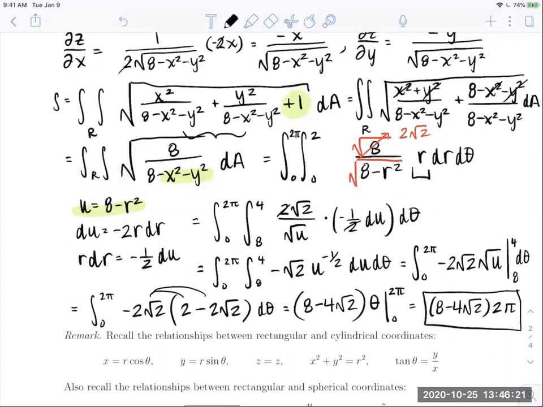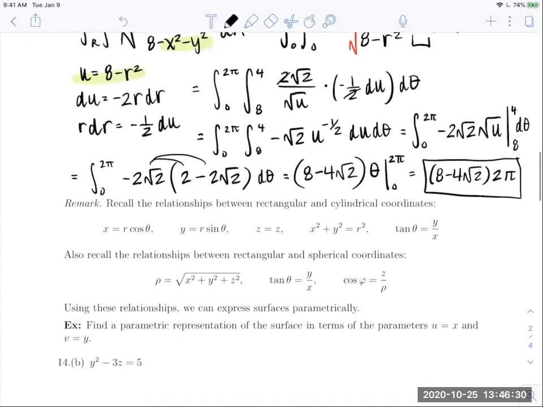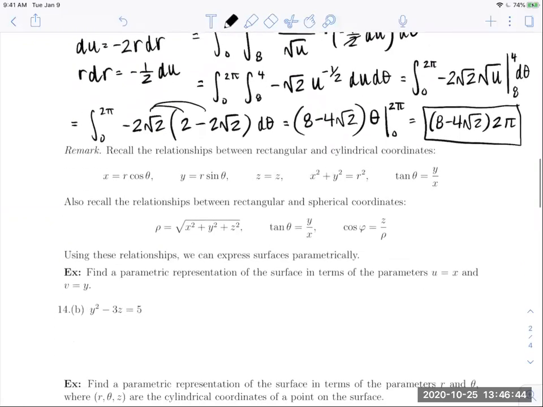All right, so again, that was an example of computing surface area utilizing polar coordinates to our benefit. Whenever we're doing problems like this, we want to keep in mind the relationship between rectangular and cylindrical coordinates. So I have those listed. And we're also going to start working with spherical coordinates. So I've listed those relationships here as well.